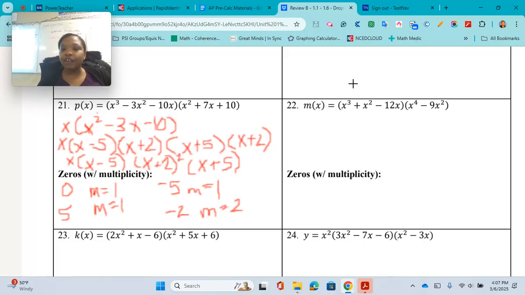What can I pull out of each of these terms? An X. Excellent. So the factor, one of them has to have no X. So they all have X, we have to pull X out. Since we pulled that X out, what do we have left? X squared plus X minus 12.